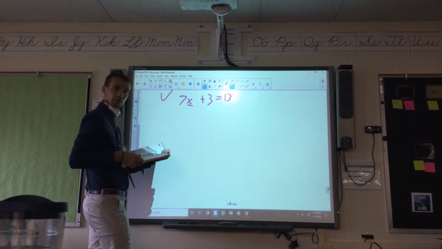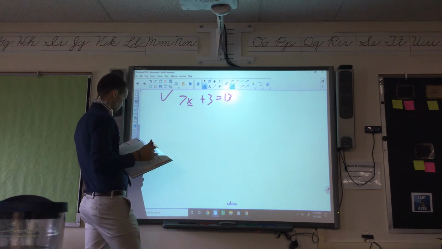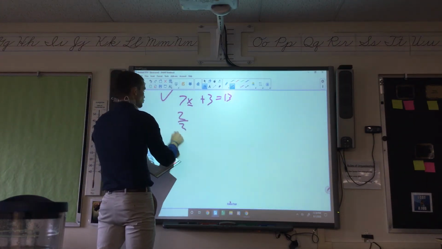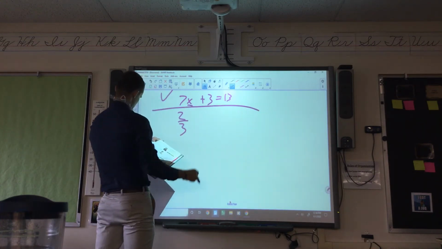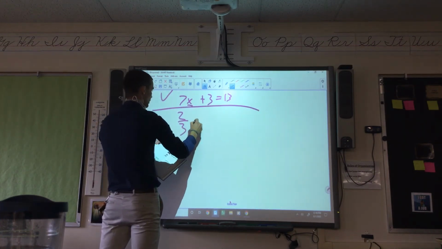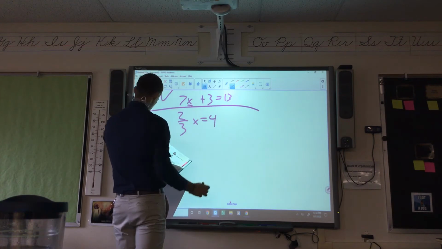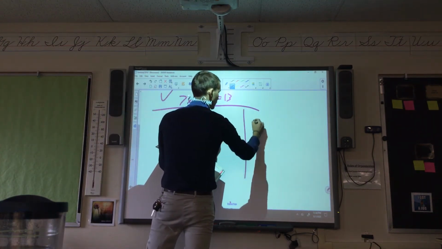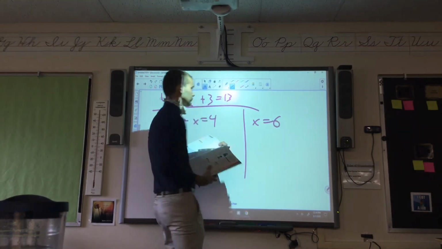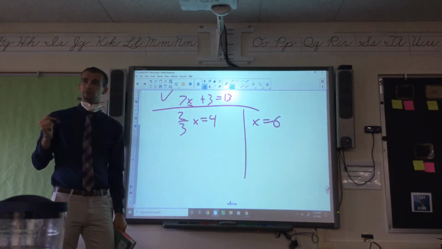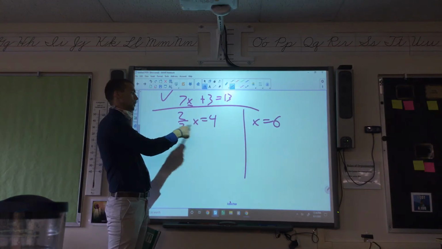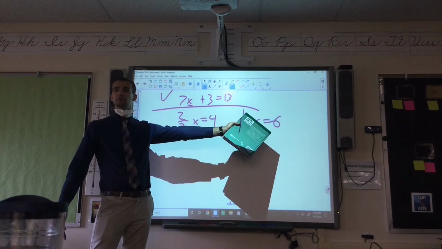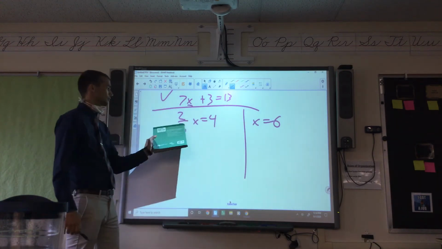But if you want to pause and look at part B and see how that one's similar, you can do that too. But part C says 2/3 x equals 4 and x equals 6. So on this one, you have to solve it one way or another, because this one is already solved, x equals 6, and this one is not.